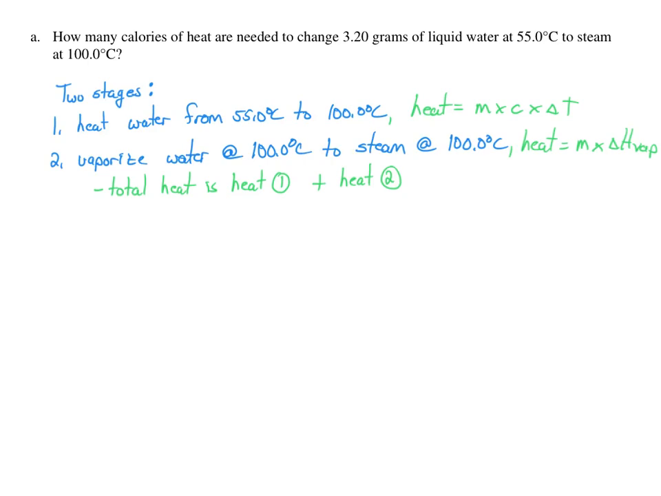Once the water is at 100 degrees C, we can vaporize it. So we're going to vaporize the water, liquid water at 100 degrees C, to steam or gaseous water at 100 degrees C. The heat for this process, a phase change, is mass times the delta H of vaporization. So the total heat is going to be the heat from step 1 plus the heat from step 2. So we're going to add the heat from step 1, the temperature change, to the heat from step 2, the phase change. And we note that we want our heat in units of calories.